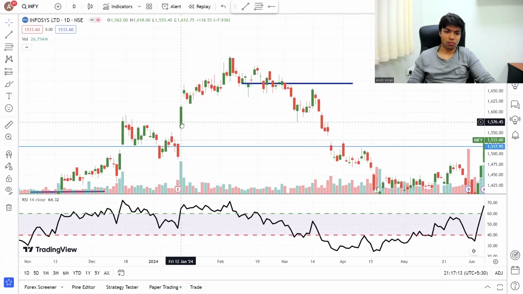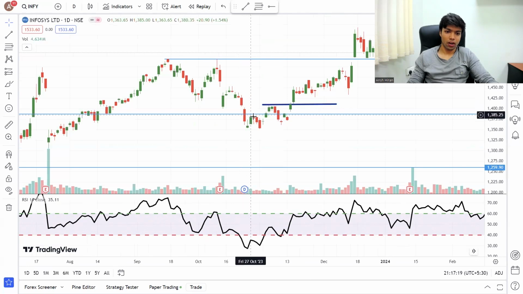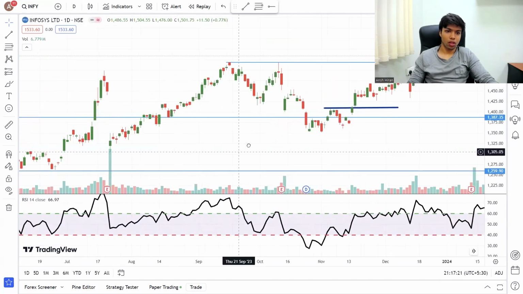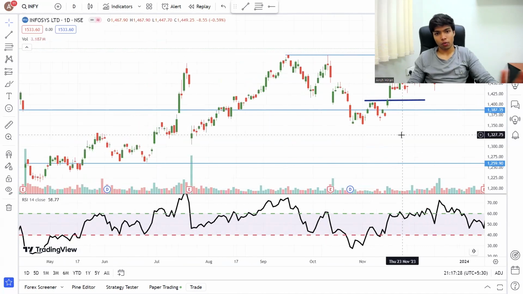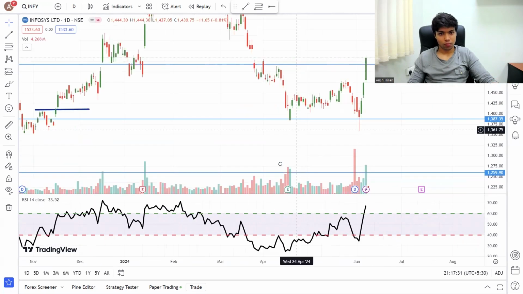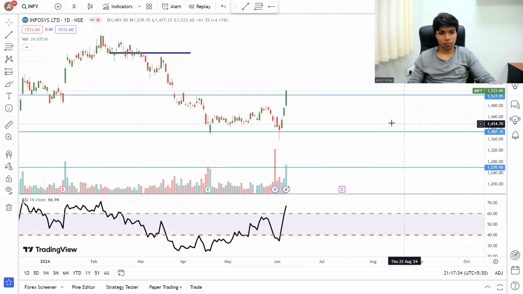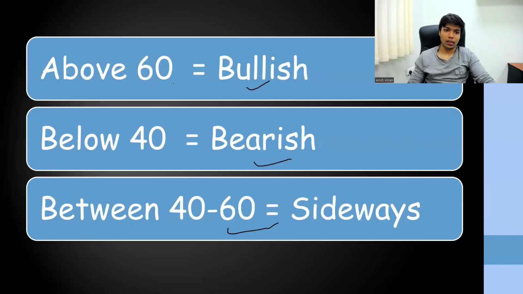RSI went above 60, the market went up. Below 40, it went down, down, down. Above 60, it went up, up. This is how it works. Okay, so that's your first concept, which is the RSI 60-40 rule.